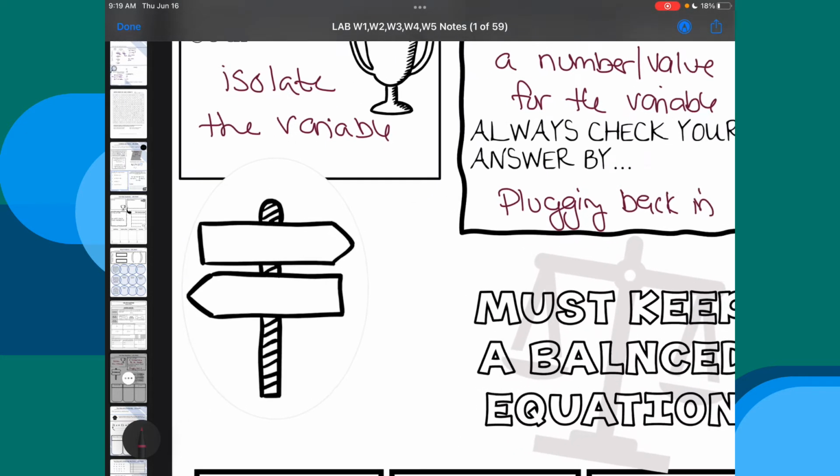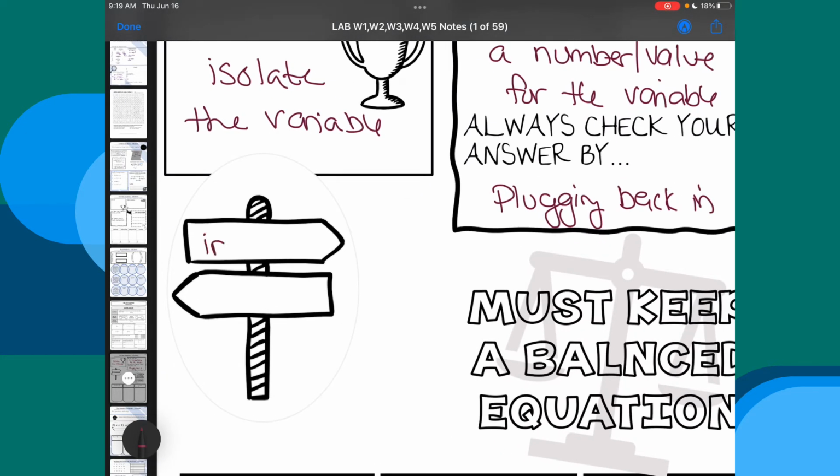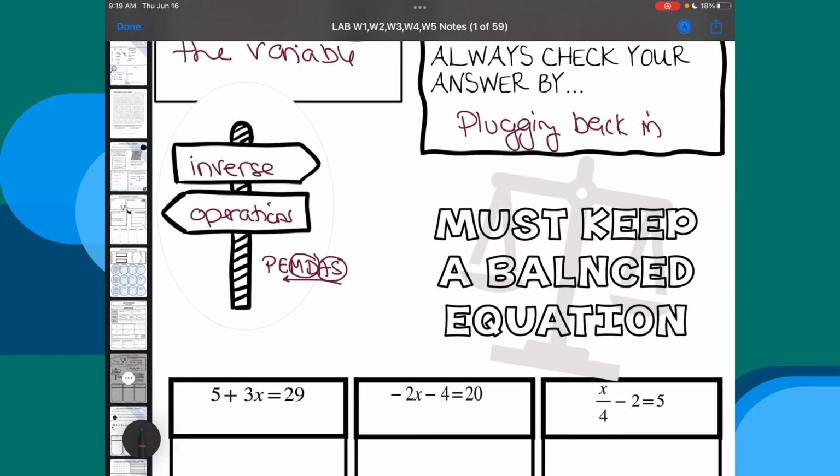When we did one-step equations, we used our inverse operations. We are still going to use inverse operations. So if we see a plus sign, we'll use a minus sign to undo it. If we see a minus sign, we'll use a plus sign. Multiplication, we'll use division. Division, we'll use multiplication. I always think about this like a reverse PEMDAS. So when we're solving, we're doing it in the opposite order. We're going to undo addition and subtraction first, then we'll undo multiplication and division. We need to make sure that we always keep a balanced equation.